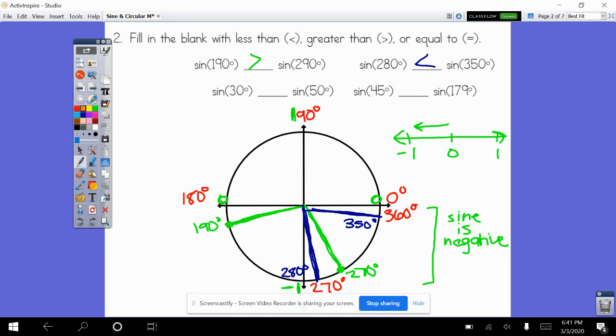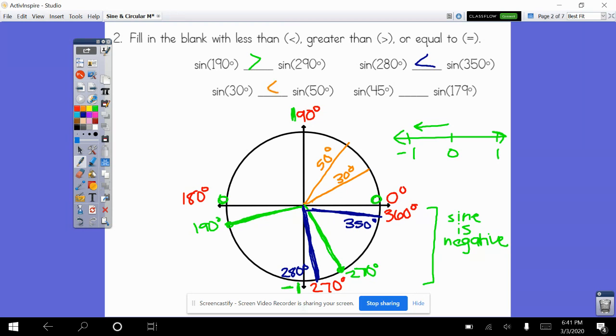All right, sine of 30 and sine of 50. So 30 is like right here. 50 is a little farther. So which one's higher? 50 degrees is higher up. So the sine value of 50 degrees is bigger.